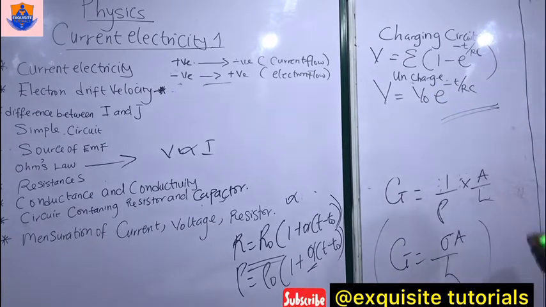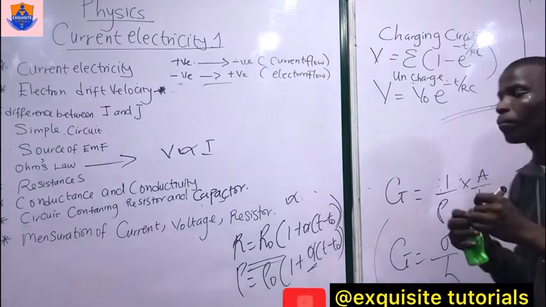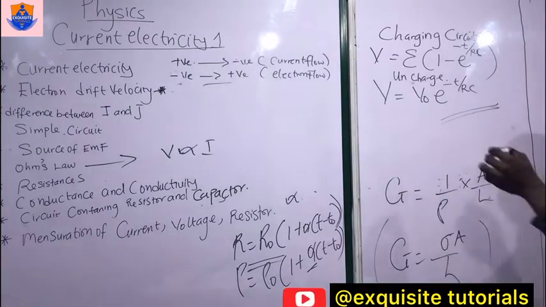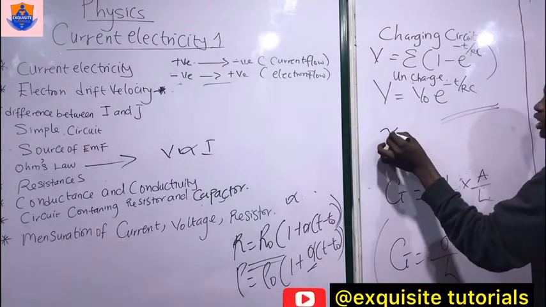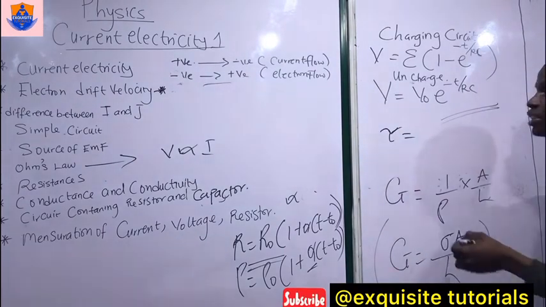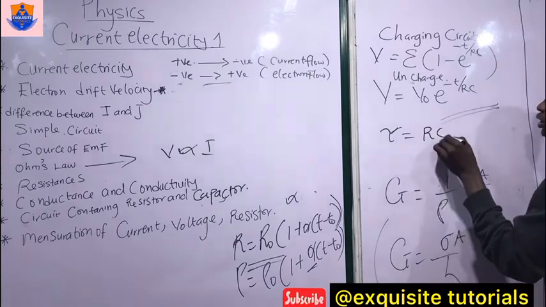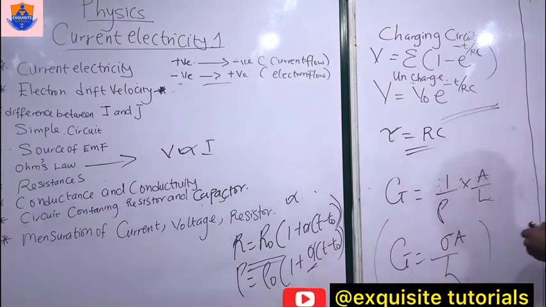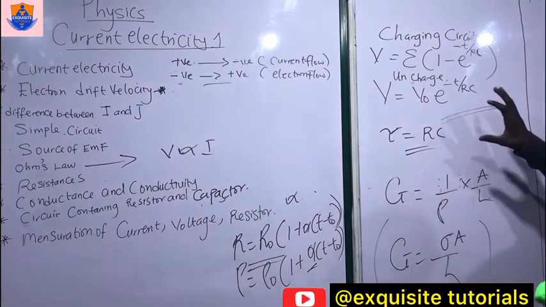Now there's one majorly asked question here. The question is: what is the value for our time constant, as it's being called? The time constant is equal to RC. The value for the time constant is equal to RC.